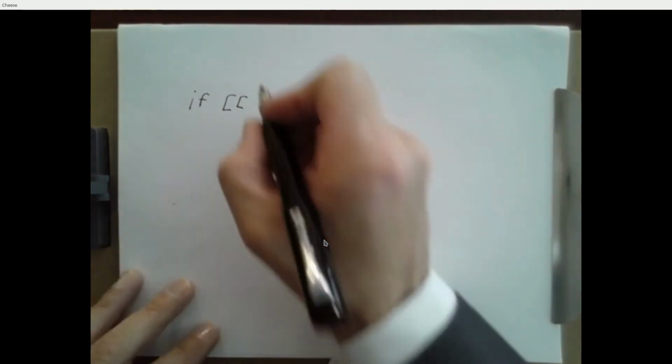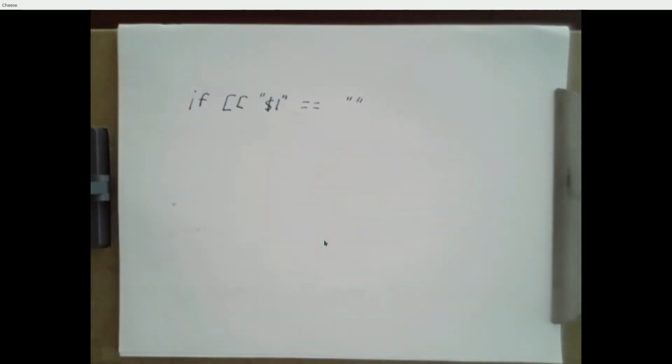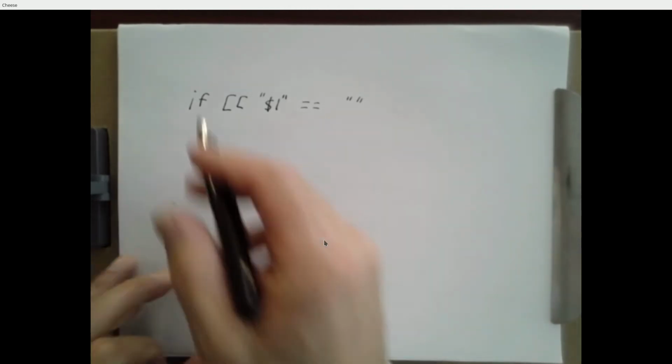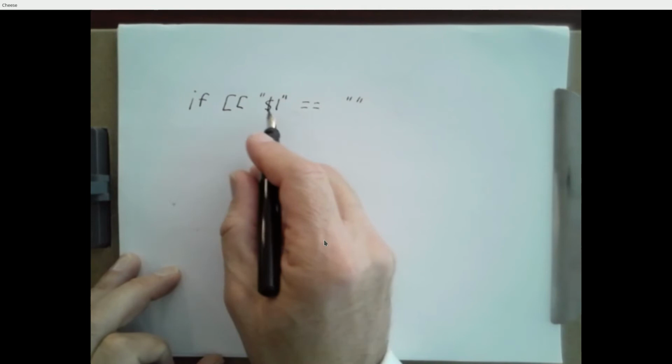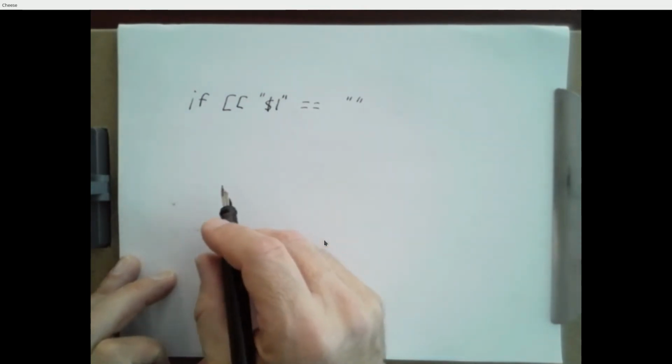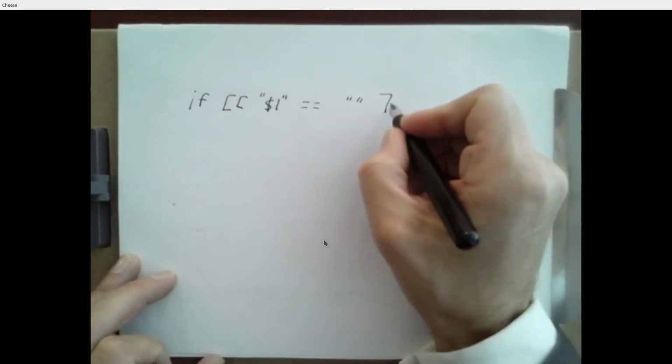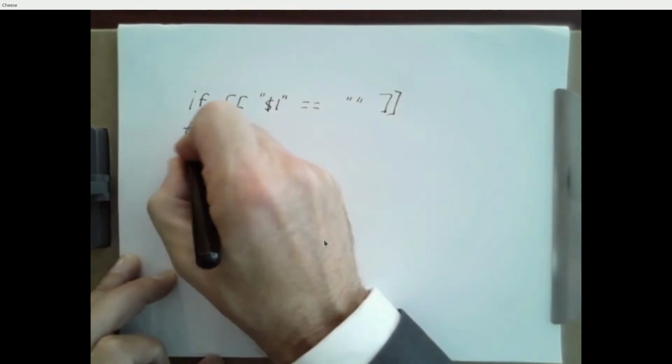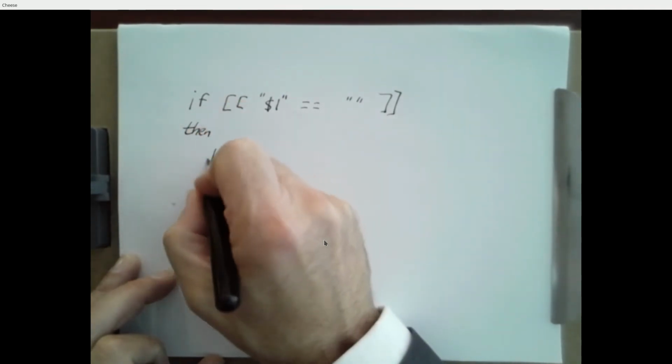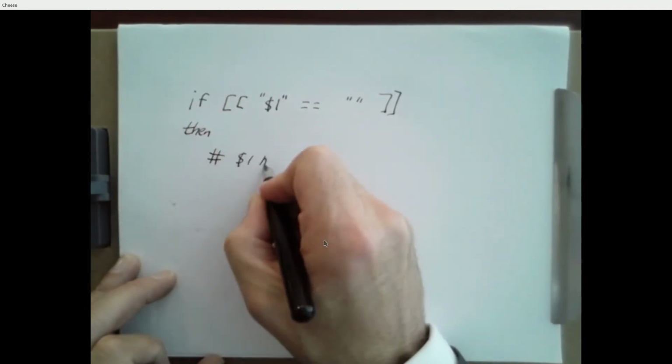But if you're going to do this, put your $1 in double quotes also. In fact, always put things in quotes if you mean them to be strings. If it's a number, don't put it in quotes. So: space, bracket, bracket, space, double quote, $1, quote, space, equals, equals, and so on. And here $1 is missing.